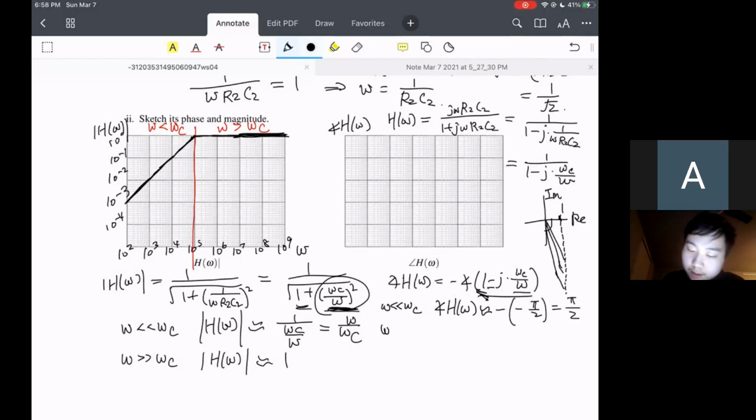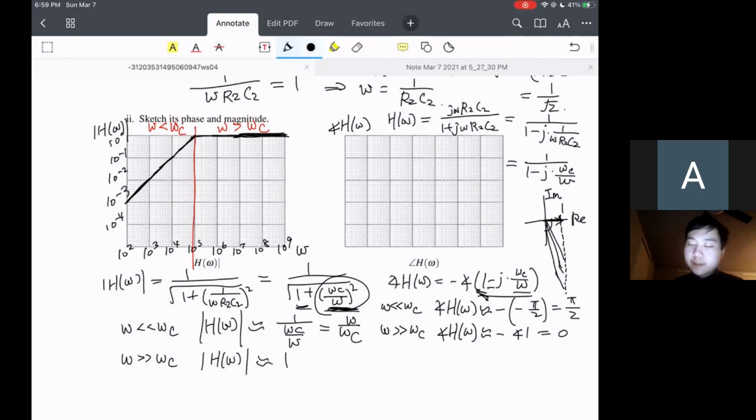And when omega is greater than omega c, we assume that omega is way larger than omega c. In that case, the imaginary part, negative omega c over omega, just tends to 0. And so the phase of h of omega is approximately negative the phase of 1. This 1 is just on the real axis, and we know that its phase is 0. So it's going to be negative 0, and so it's 0.